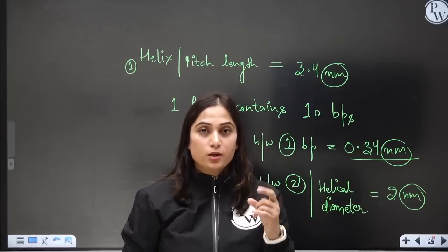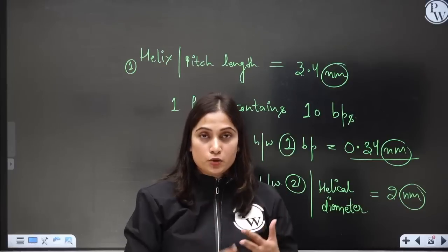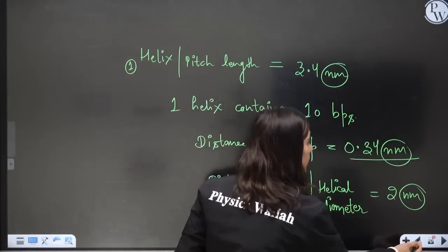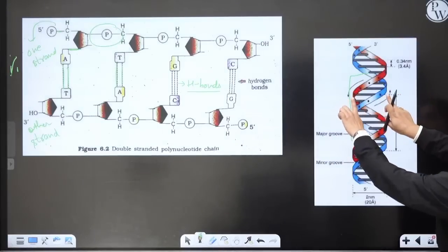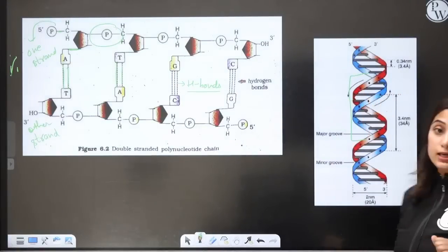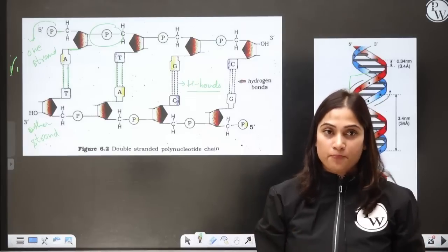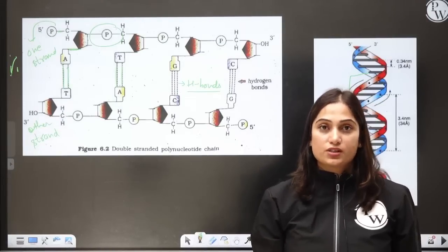One pitch length, 3.4 nanometer; distance between two base pairs, 0.34 nanometer; and the helical diameter. Helical diameter means this thing, the distance between the two strands. This is the helical diameter, that is 2 nanometer. So these are the important dimensions. And this is the Watson and Crick model.